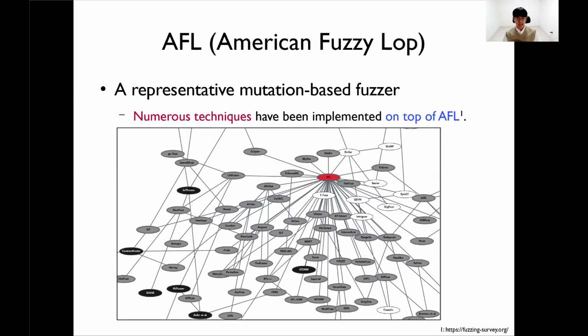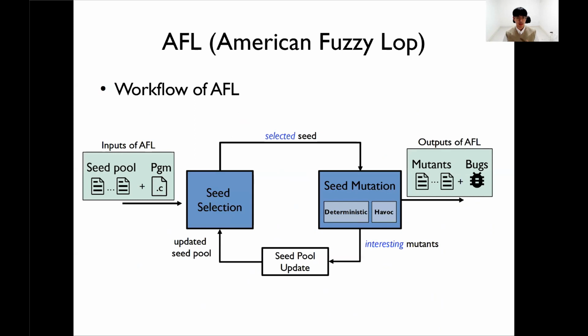And as you might already know, AFL, which is American Fuzzy Lop, is the most famous open source mutation-based fuzzer. Numerous fuzzing techniques have been implemented on top of AFL. Even today, the interesting ideas of many researchers are constantly being applied to this tool. This captured figure is taken from the URL below, and it shows how many other fuzzing techniques are associated with AFL. If you are interested, go to the URL below and take a look. You will find that there are so many fuzzing techniques out there. So we will learn how this representative fuzzer AFL works in these lectures.